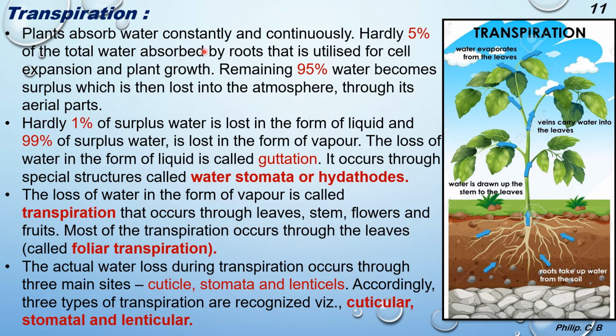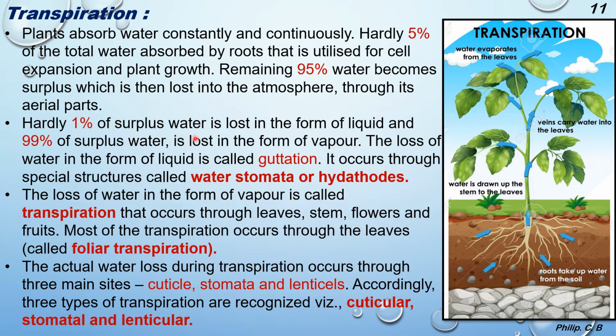So we come to the first point. Plants absorb water constantly and continuously. Hardly 5% of the total water absorbed by roots is utilized for cell expansion and plant growth. The remaining 95% of water becomes surplus, which is then lost into the atmosphere through its aerial parts. See, there is a lot of hard work going on over here. The plants absorb water from the root, but out of that water, or we can say 100%, 95 percent is evaporated by transpiration. Only 5 percent is utilized. See how much difference, even though whatever water is taken, only 5 percent is utilized.